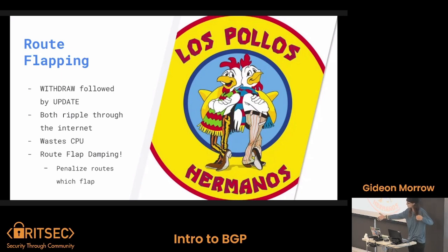You withdraw it, so you say no more route, and then you announce it again. This is bad, because it's called route flapping. And it ripples the entire internet and takes a lot of CPU, and it's very confusing and it can cause a lot of problems. And so you have what's called route flap damping, which should solve this problem, right? You penalize routes that flap, and if they flap too many times in a certain time period, you say you don't get to be a route anymore, and you wait for half an hour normally before it fixes itself.